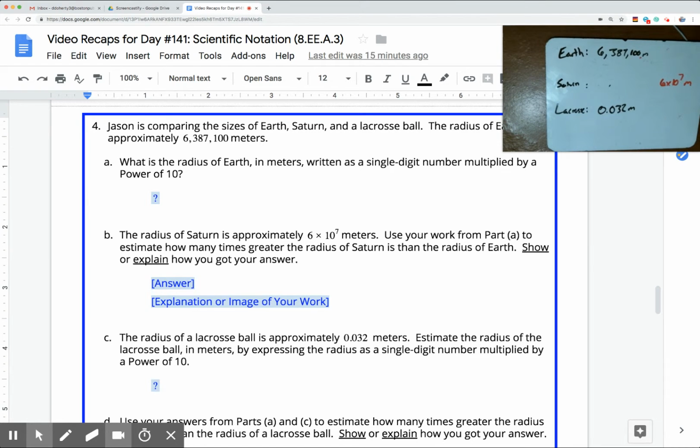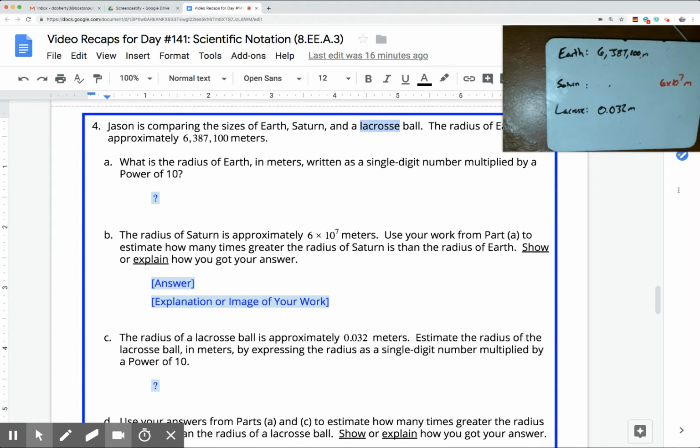Okay, practice problem number 4 is an actual MCAS question. It's one of the constructed response or open response items that has a bunch of parts. We're going to be using scientific notation numbers to compare the size of 3 different objects: 2 large ones, the Earth and Saturn, and something much smaller, a lacrosse ball.